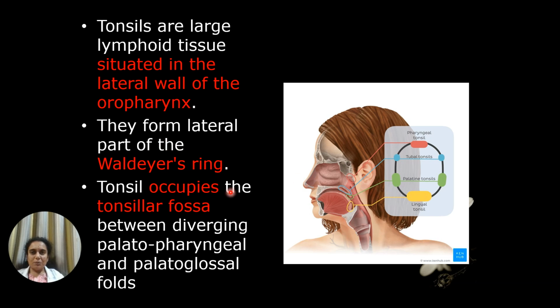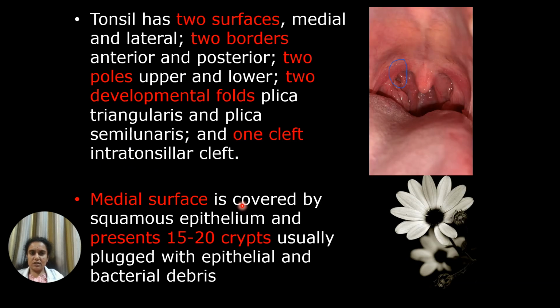The tonsil occupies the tonsillar fossa, which is in between the anterior pillar and the posterior pillar. If you see the tonsils, they have two surfaces, medial surface and lateral surface, and two borders, anterior border and posterior border. Two poles, upper pole and lower pole. And two developmental folds, plica triangularis and plica semilunaris.